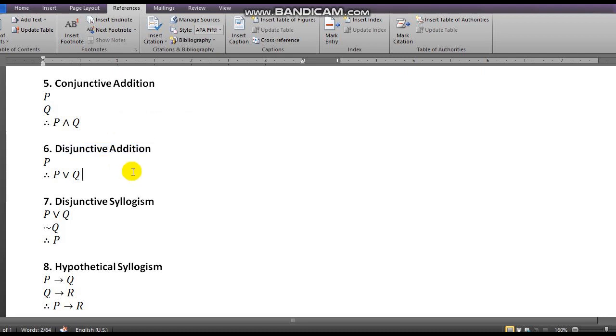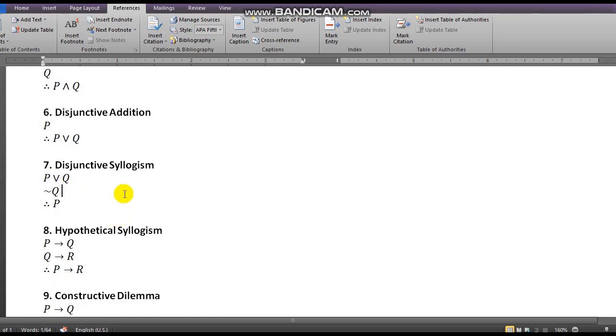For disjunctive addition, we only need to know that P is true so that we can write P or Q. It doesn't matter if Q is true or false, since we know that P or Q is true because P is true. Remember, for disjunction, only one needs to be true. So we don't have to know whether Q is true or false.